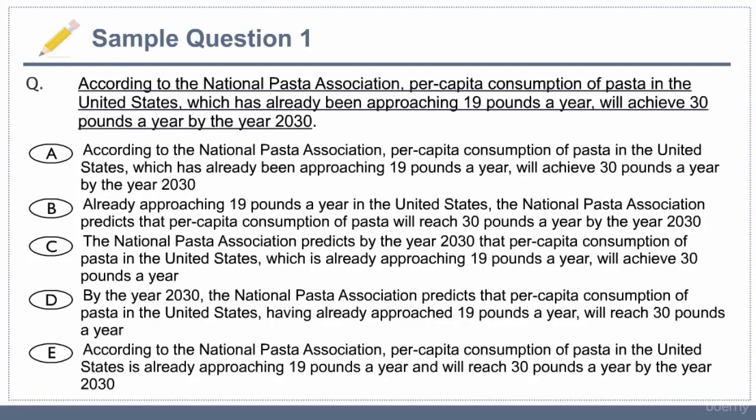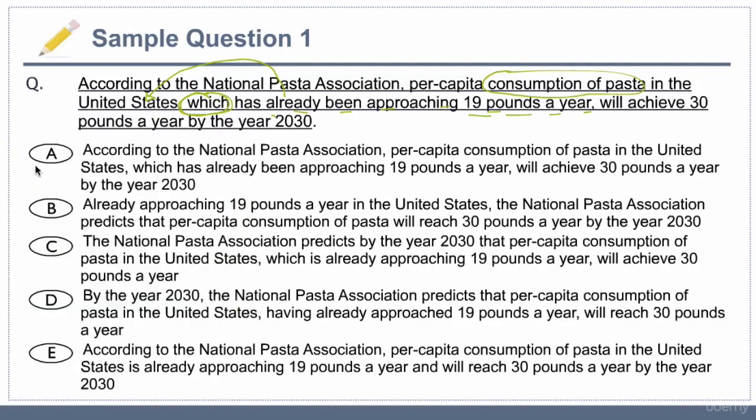According to the National Pasta Association, per capita consumption in the United States, which has already been approaching 19 pounds a year. What has been approaching 19 pounds a year? Well, if I'm going to use the word which, I must be referring back to the noun immediately before it, the United States. But that clearly doesn't make sense, right? It's not the United States that has been approaching 19 pounds a year. It is the consumption of pasta, per capita consumption of pasta, that has been approaching 19 pounds a year.